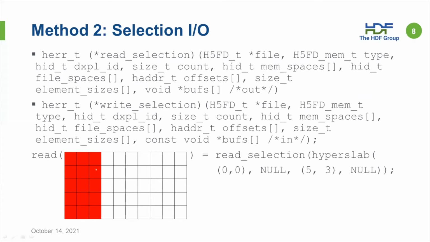So for the example we've been using, that translates to a read selection. We'll assume it's contiguous in memory. And then the file selection is a hyperslab with a start of 0, 0 and a count of 5, 3. And so that just defines this block here. And you can imagine if there were 1,000 rows, then it wouldn't get any more complicated. It would just be 1,000, 3. So you can see how that's much more efficient for IO patterns.